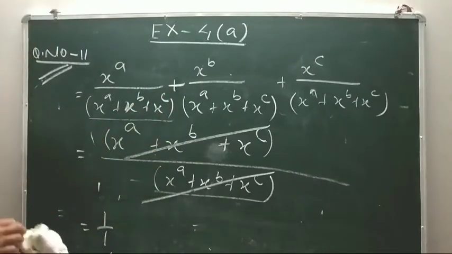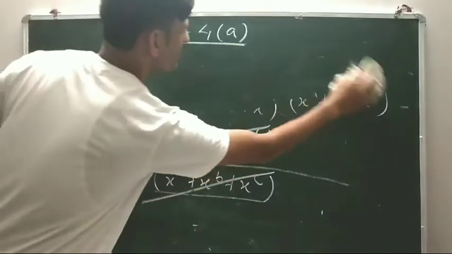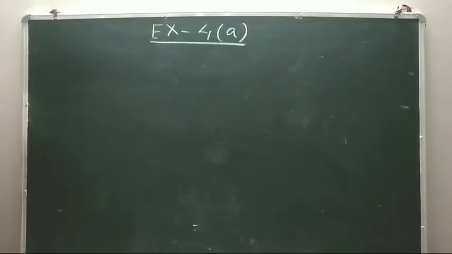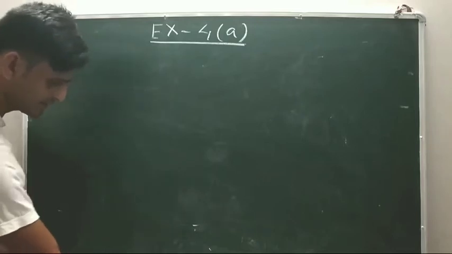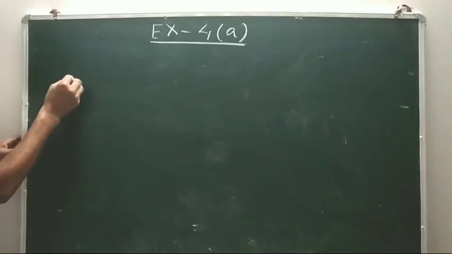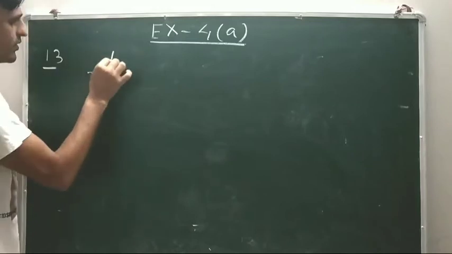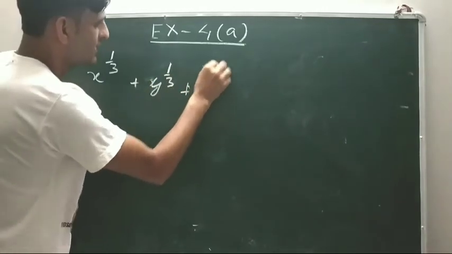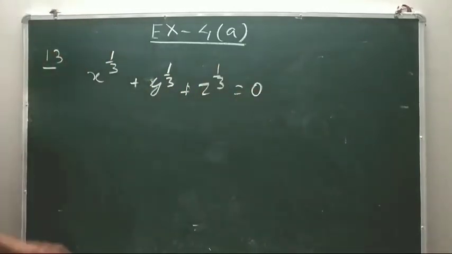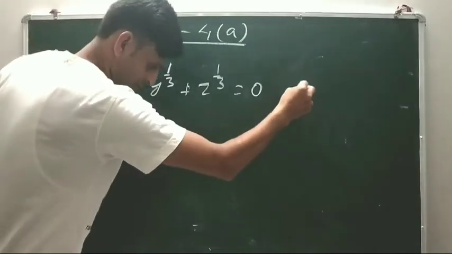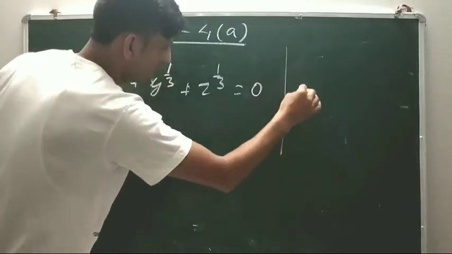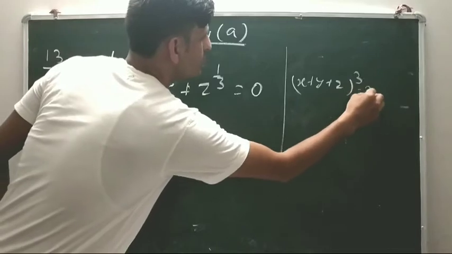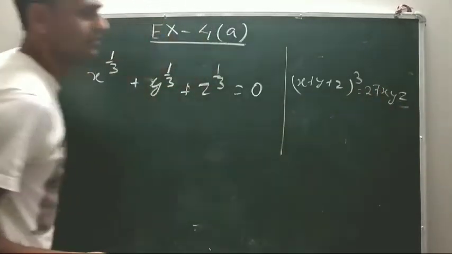Okay. Now let us go to the question number 13. What is given in the question number 13? It is given x to the power 1 by 3 plus y to the power 1 by 3 plus z to the power 1 by 3 is equal to 0. And we have to prove a certain value there. What is to be proved? x plus y plus z whole cube is equal to 27xyz. We have to prove this one.